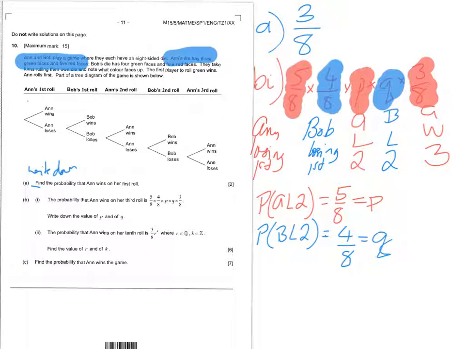Okay, let's try and squeeze part 2 in as well, because that relies heavily on our answer to part 1. We've got the probability that Anne wins on her 10th roll is given here, 3/8 times r to the k, where r is in Q and k is in Z. Let's just talk about what those mean a second. r in Q means r is a fraction, a rational number, and the Q stands for quotient.